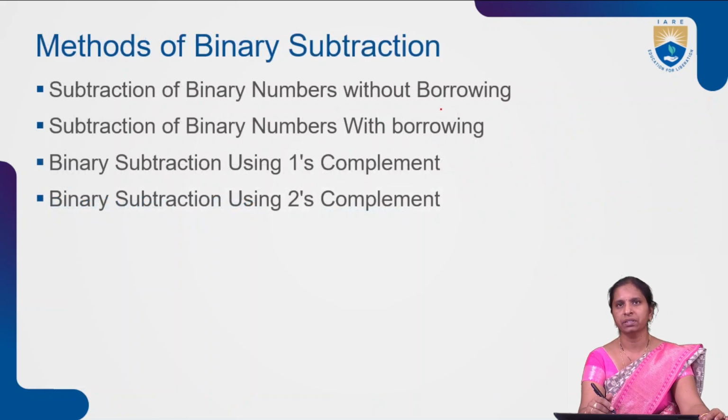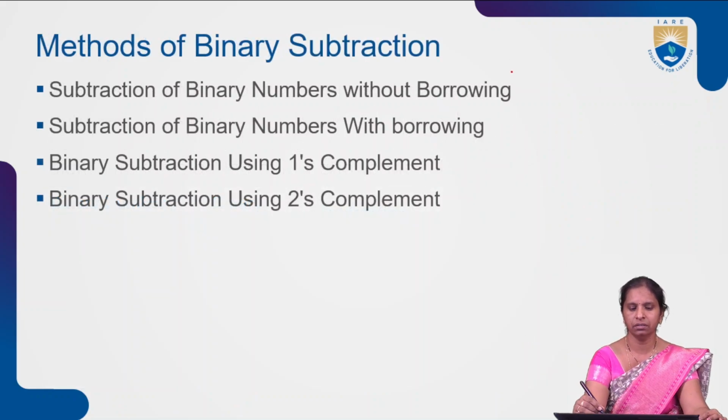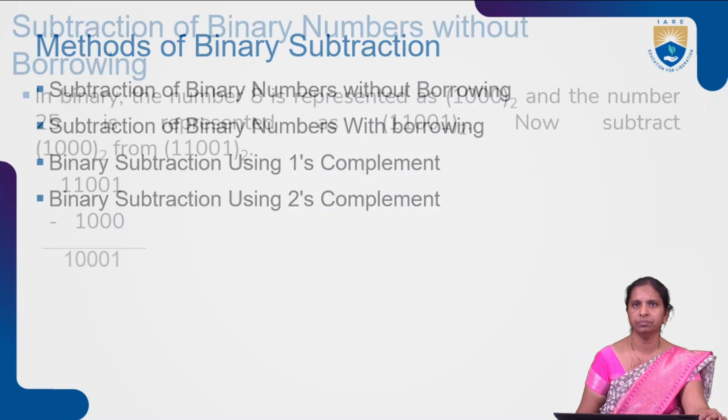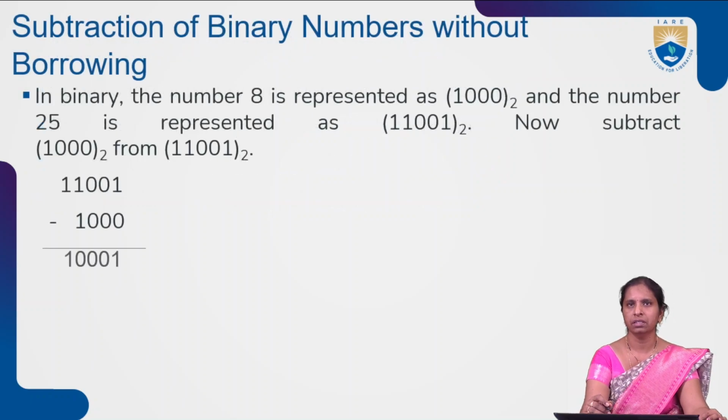So you have different methods for binary subtraction. What are they? The first one is subtraction of binary numbers without any borrowing, then subtraction of binary numbers with borrowing, binary subtraction using 1's complement, and binary subtraction using 2's complement. We'll see the methods one by one here. What is the first method? The subtraction of binary numbers without any borrowing.